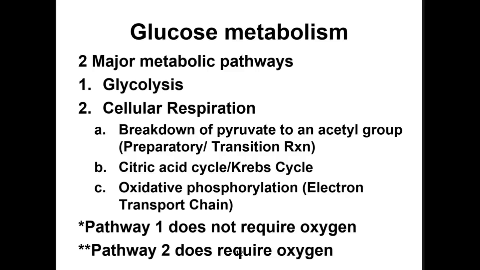Glucose metabolism. So let's talk about how you break down glucose. There are two major metabolic pathways in the breakdown of glucose. The first is glycolysis, which does not require oxygen. However, if oxygen is present, then cellular respiration will occur after glycolysis. During cellular respiration, you'll have the breakdown of pyruvate, which is a product from the glycolysis, to acetyl coenzyme A. This is sometimes referred to as the preparatory transition reaction. Then you have the citric acid cycle, also known as the Krebs cycle, and then the last stage, which is oxidative phosphorylation via the electron transport chain.